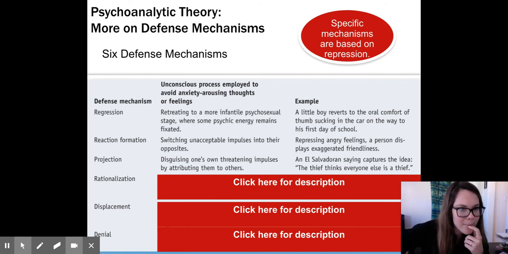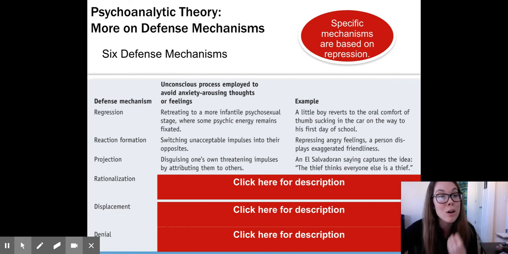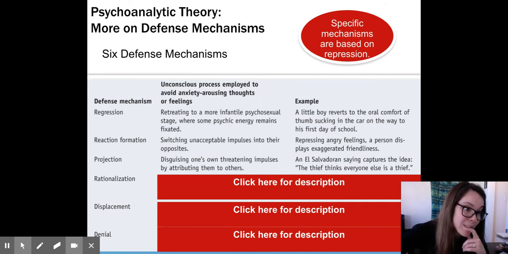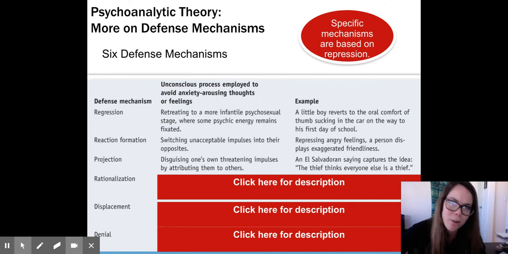So another phrase is a thief thinks everyone else is a thief, right? So you attribute your own impulses, saying, oh, other people have those impulses too, right? So it makes it okay.